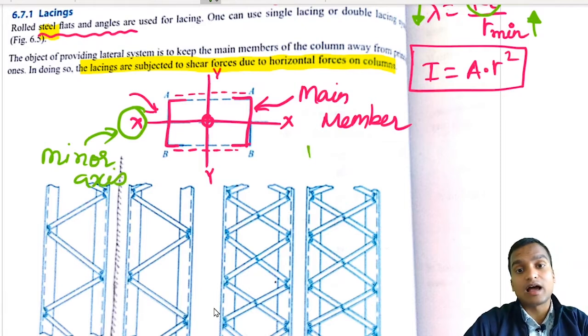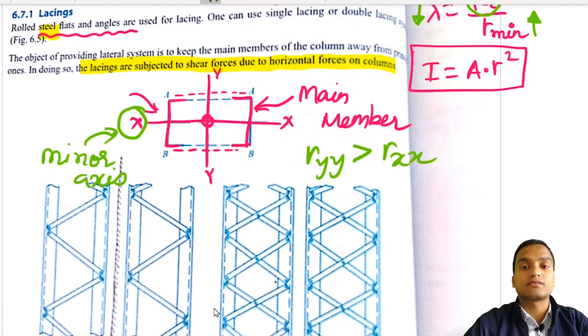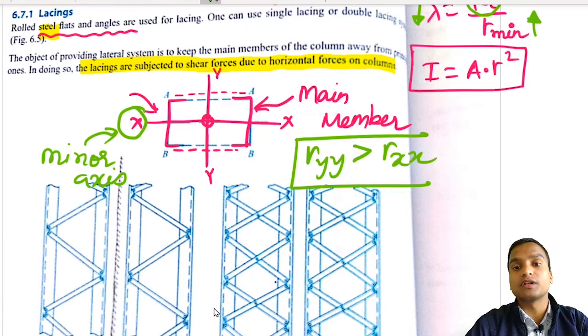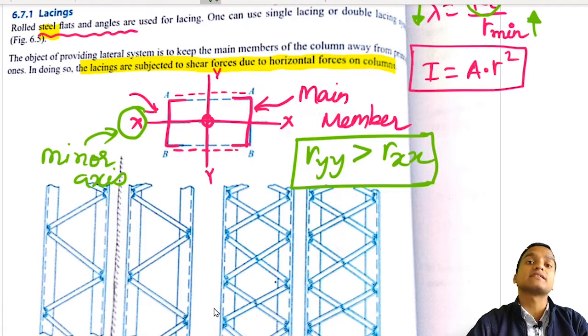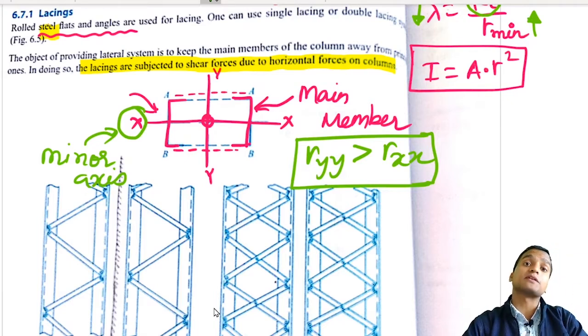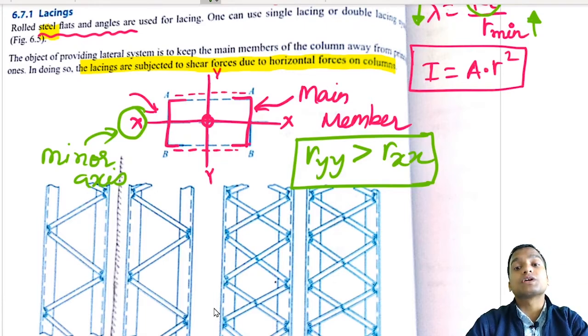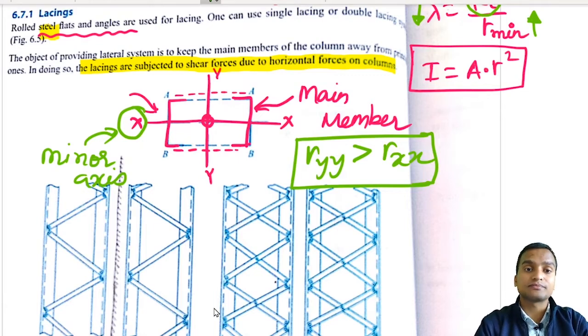So that means RYY will be greater than RXX. Although in most cases of a single section RYY is always less than RXX, in laced columns and battened columns we design in such a way that RYY becomes greater than RXX. Then the YY axis will become the major axis and XX axis becomes the minor axis. So that's why the buckling strength will increase.